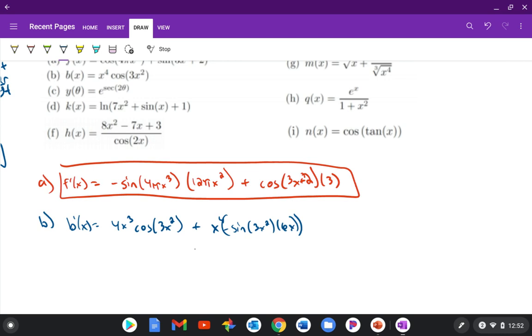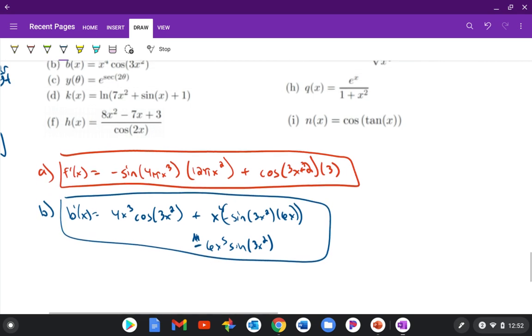Suppose you could rearrange this if you wanted to as, actually it'd be minus 6x to the 5th sine of 3x squared, is how you'd rearrange that. The first part, there'd be nothing to do. All right.